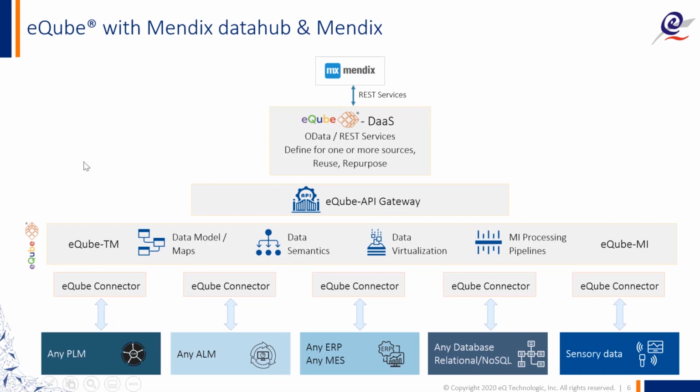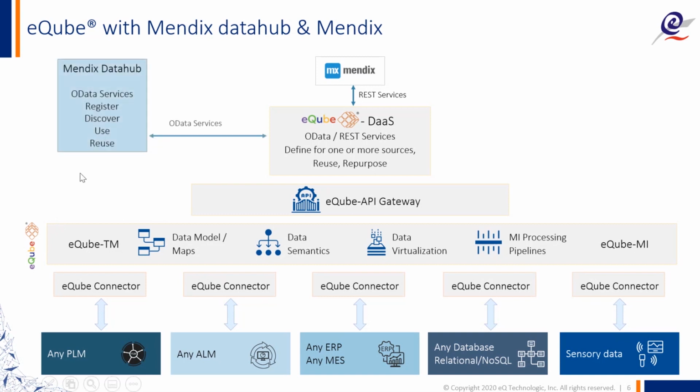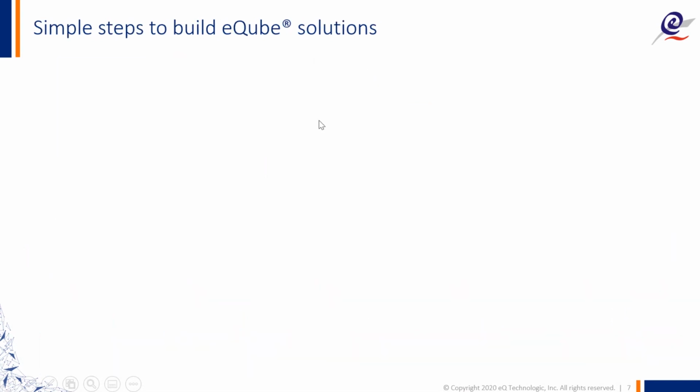The big deal really lies with this data as a service platform. That's where the heavy lifting takes place to bring this data in that format. With the latest launch of Datahub, we built the integration. Our teams worked very tightly with Mendix's development team to build this integration where these OData services can be registered in the Mendix Datahub, then discovered in a Mendix application so that you can create a for-purpose app very quickly. How do we do this?